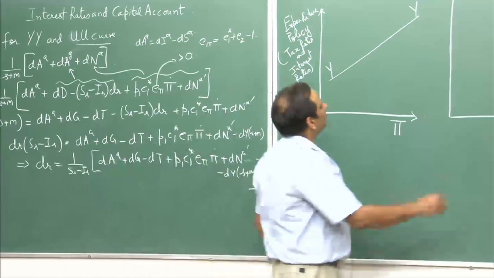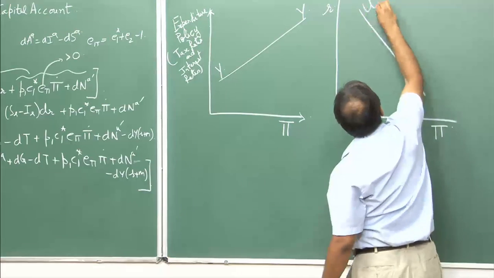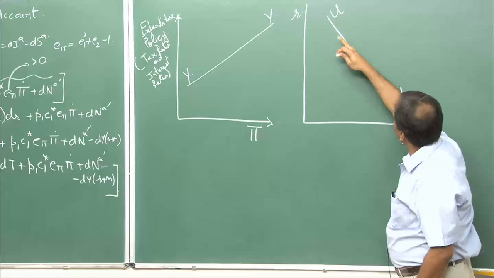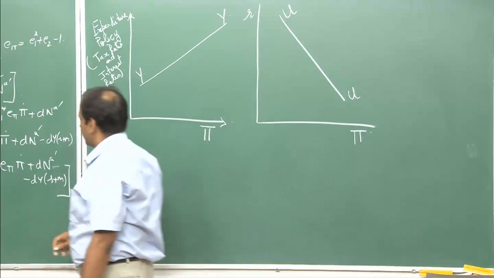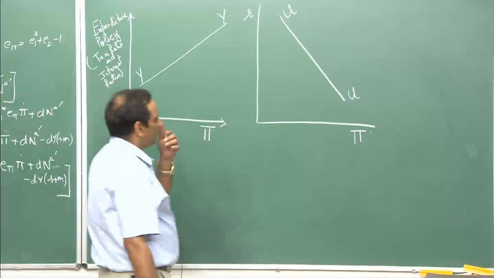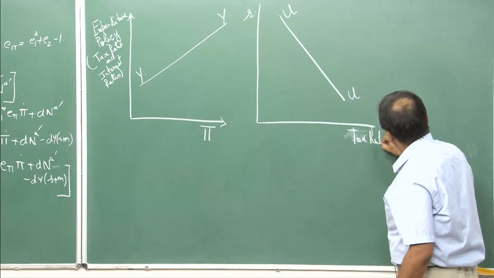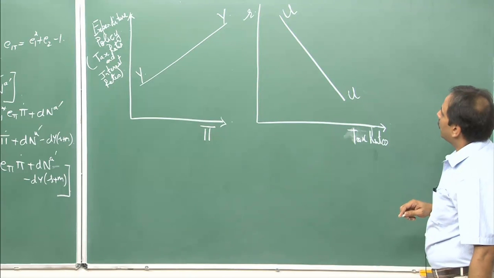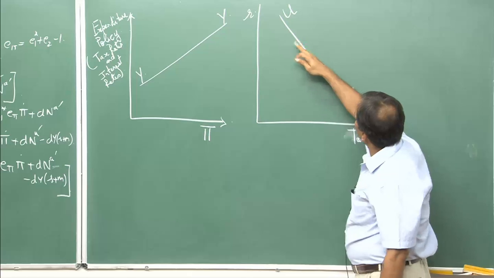We are now interested in getting another curve, which is the UU curve, which also shows different combinations of interest rates and exchange rate, which will maintain the internal balance. Now, here you have the rate of interest on the y axis and the exchange rate on the x axis. Sorry, there is a small correction: instead of pi, you have the tax rates on the x axis, and on the y axis you have the interest rates. So, this shows different combinations of rate of interest and tax rates, which will maintain the internal balance.